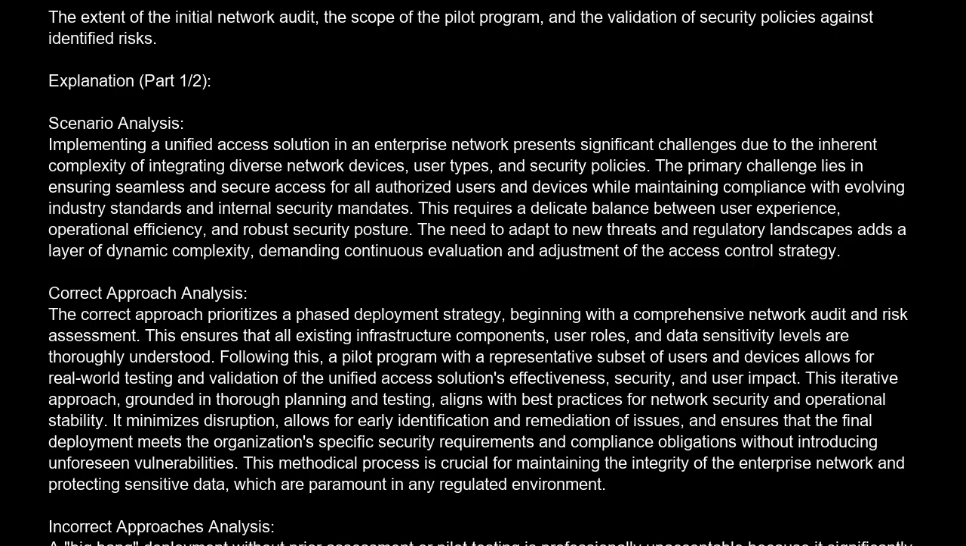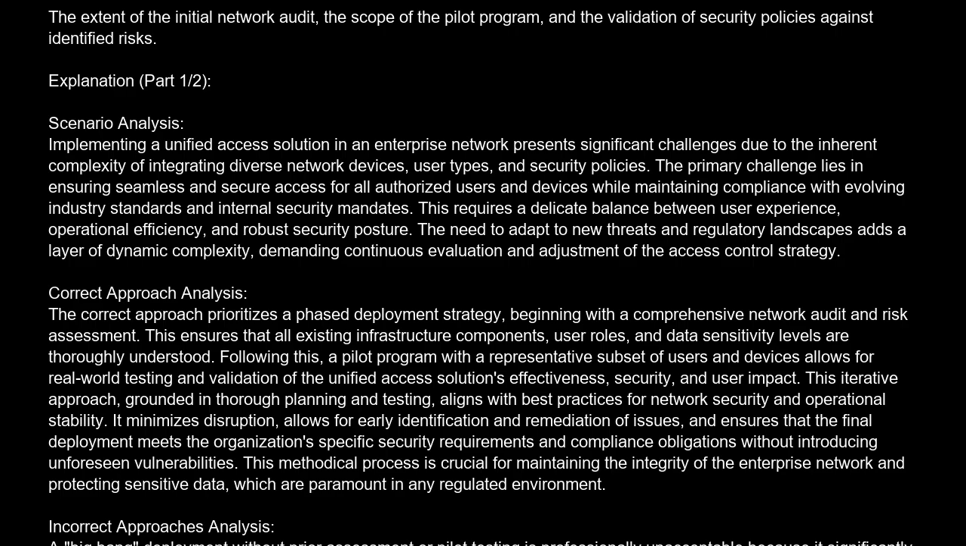Correct approach analysis. The correct approach prioritizes a phased deployment strategy, beginning with a comprehensive network audit and risk assessment. This ensures that all existing infrastructure components, user roles, and data sensitivity levels are thoroughly understood. Following this, a pilot program with a representative subset of users and devices allows for real-world testing and validation of the unified access solution's effectiveness, security, and user impact.